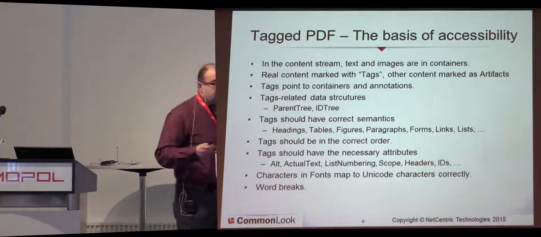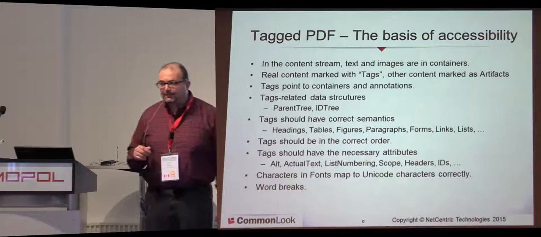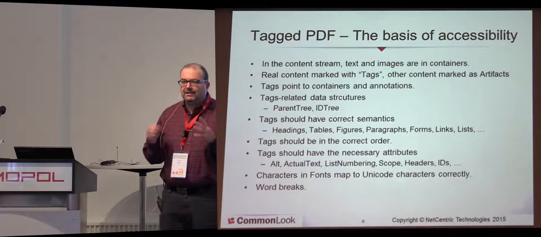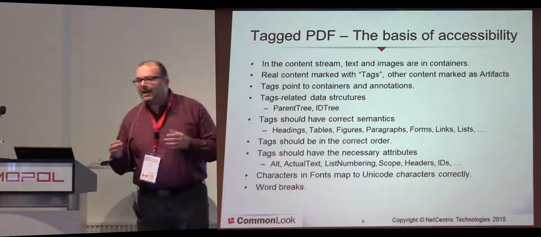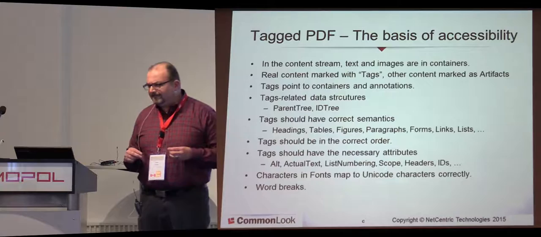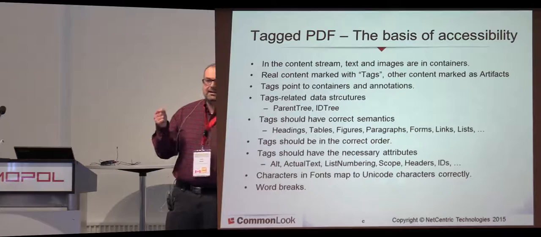So the part we're really interested in right now is PDF accessibility, and the basis of PDF accessibility is a tagged PDF. You can get to a tagged PDF through multiple ways, but in all cases, what does it really mean to have a tagged PDF? If you look at the PDF specs, we basically need to demarcate content, as Matthew was describing yesterday, and put containers in the content stream around text and images. You tag real content into tags, and you tag artifacts into artifact containers.